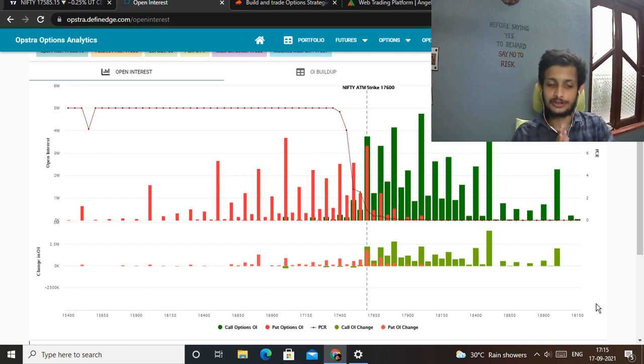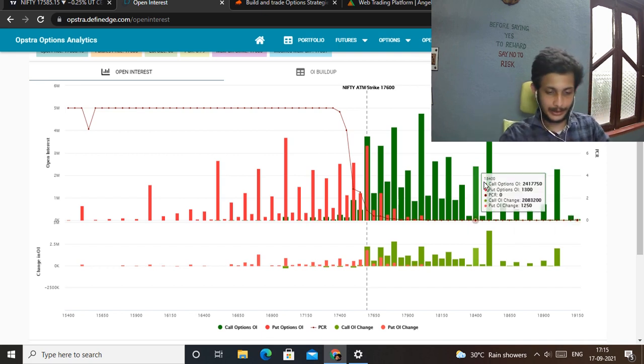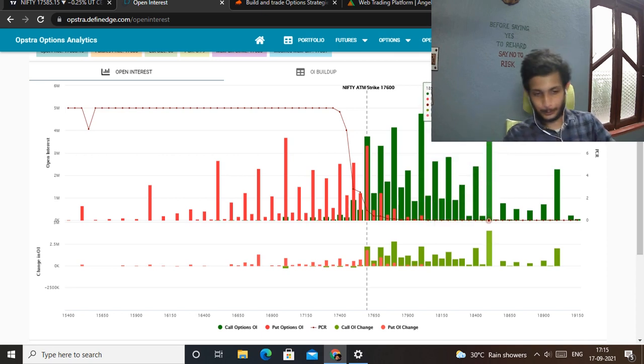I know most of you will make a very common mistake. Most of you will again say that, well, 18,500, this large green bar, must be the strike price where the call option sellers are very confident that Nifty is somehow not going to kiss the 18,500 level by 23rd of September, and you will sell a call option here.